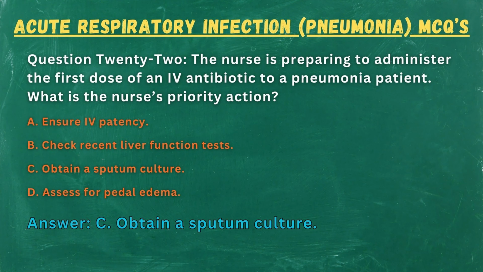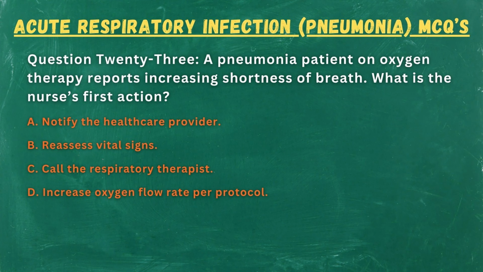Answer: C. Obtain a sputum culture. Question 23. A pneumonia patient on oxygen therapy reports increasing shortness of breath. What is the nurse's first action? A. Notify the healthcare provider. B. Reassess vital signs. C. Call the respiratory therapist. D. Increase oxygen flow rate per protocol.